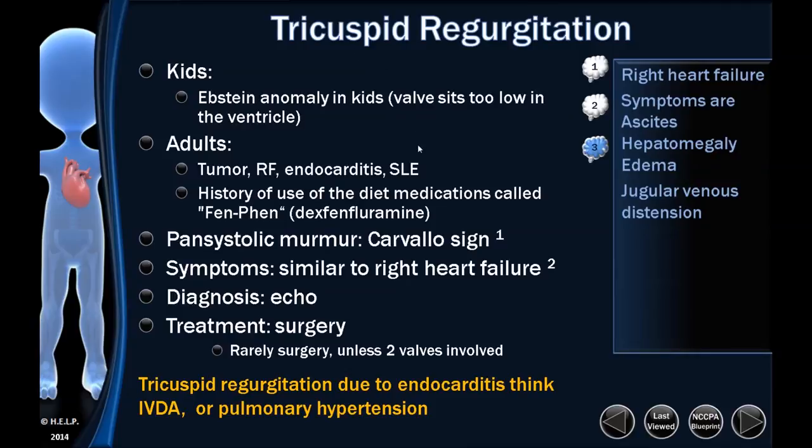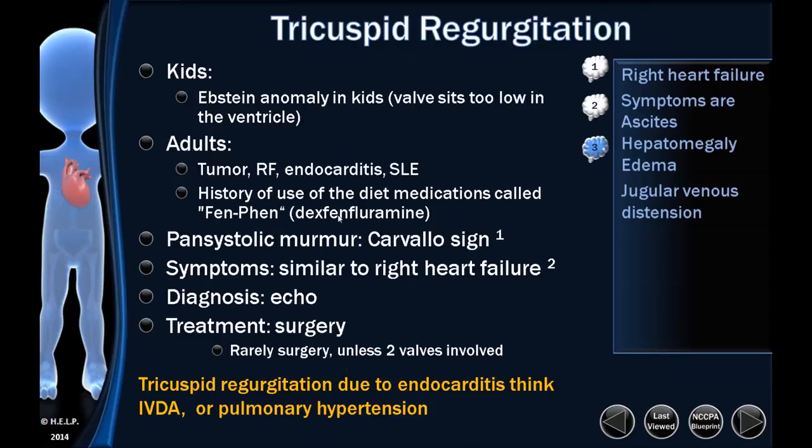And the signs of somebody who has tricuspid regurgitation, again, it looks like right heart failure. They get jugular venous distension and all the blood backs up to the JVD, to the liver, and then to the legs. So diagnosis is just by echo, and we do surgery on this if it's causing symptoms, but it's rare. They usually have to have tricuspid regurgitation plus some other valve before they'll do surgery.